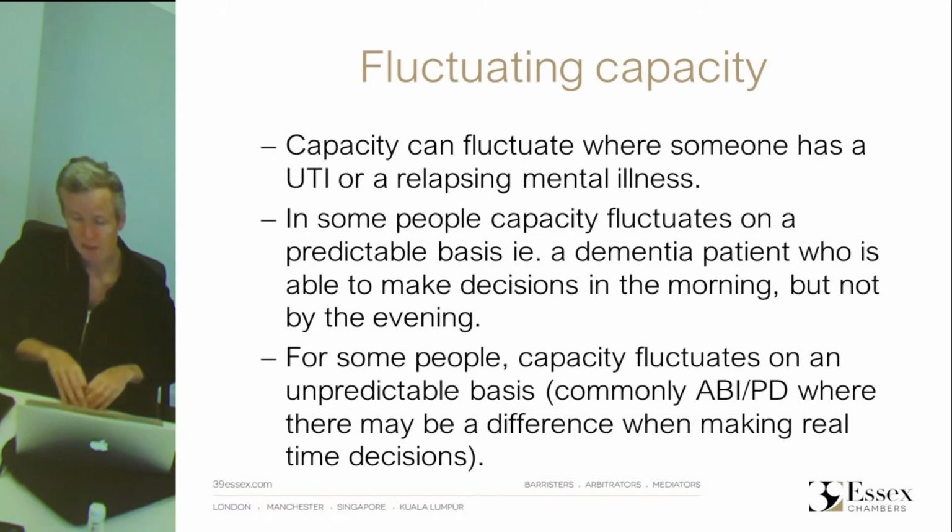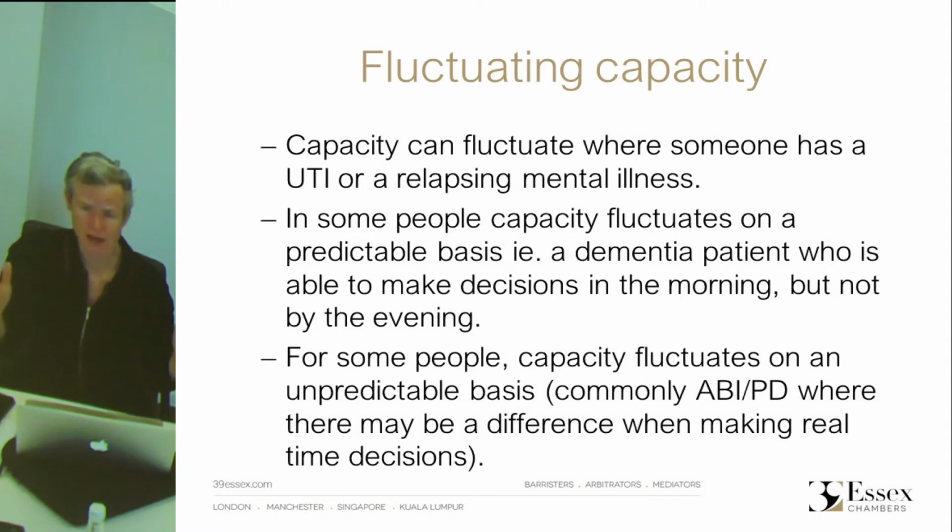Then you have a cohort of people whose capacity fluctuates more frequently, but on a predictable basis. So in that cohort, we identified, for example, those dementia patients who are able to make decisions in the morning, but by the evening have become more confused and are unable to make decisions. So they are simpler to deal with because you can identify predictably when they are going to have or lack capacity. It's either going to be as a result of the time of day.